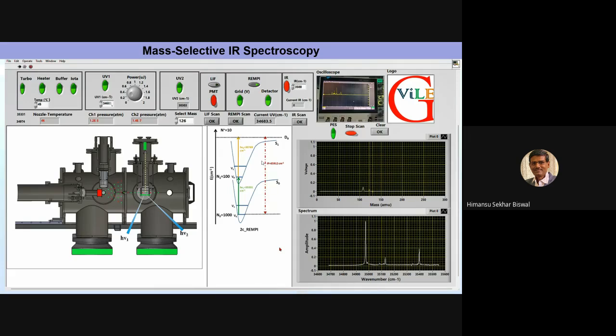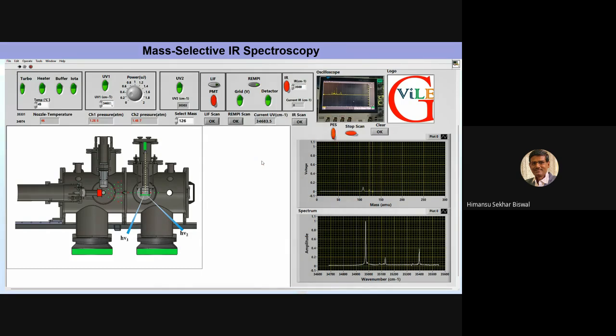Now we'll go to the IR spectrum. Now we'll switch off this one. I have mass selectivity, so we'll go to the UV position. At the UV1 position we will keep the monomer transition, 35331. You have a monomer. Then we go to the mass 108. That is the monomer mass. We'll select it.